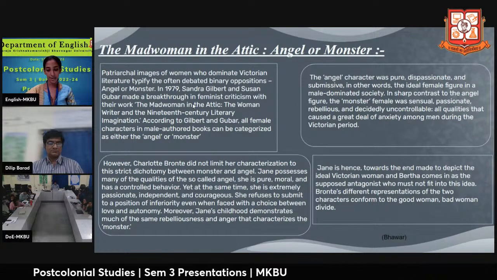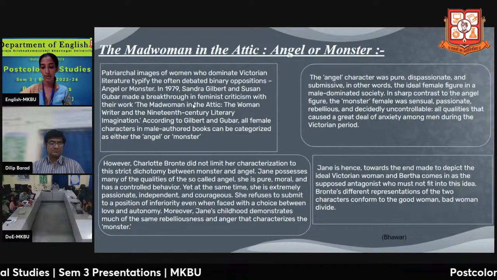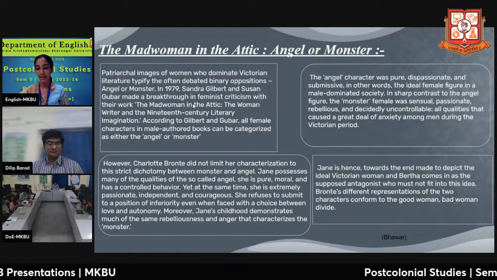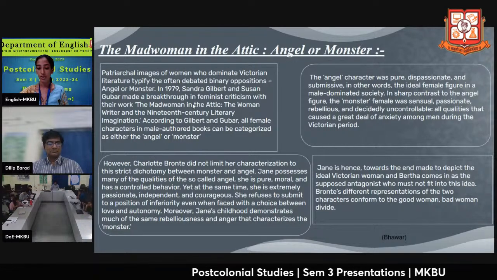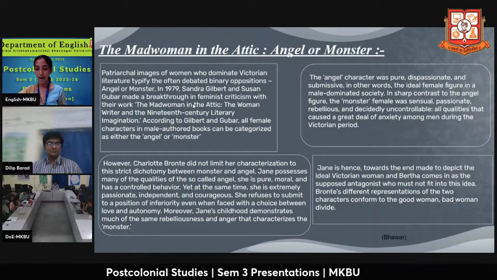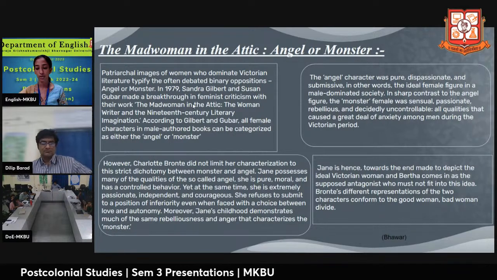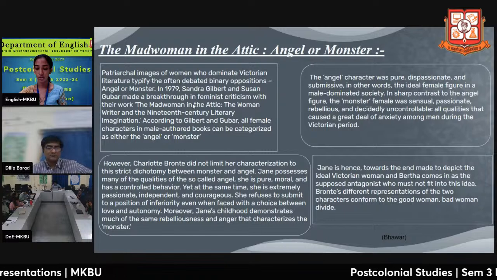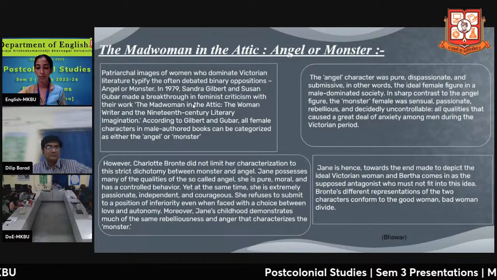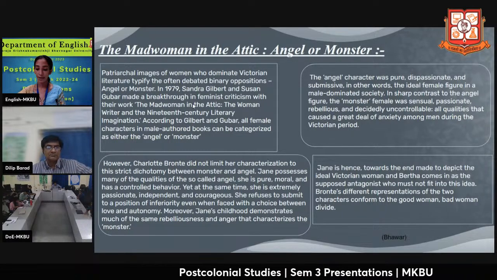On the other hand, Jane is made towards the end to depict the ideal Victorian woman, and Bertha comes in as the supposed antagonist who must not fit into this idea. Bronte's different representations of the two characters conform to the good woman and bad woman divide.